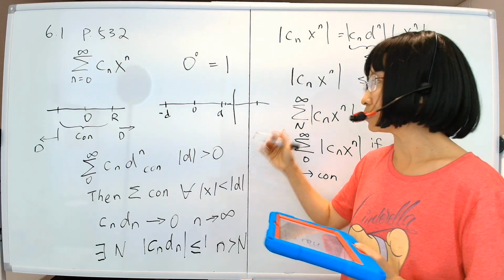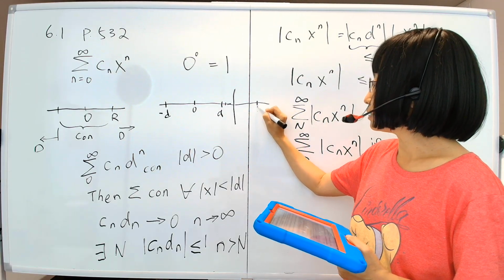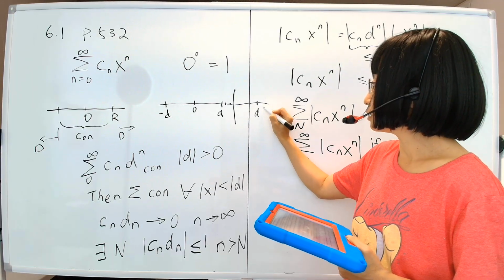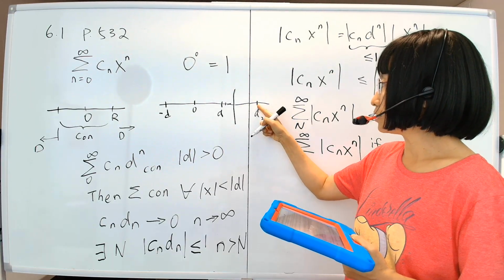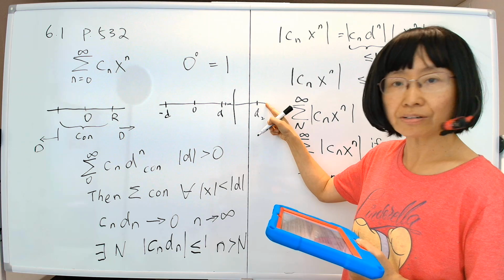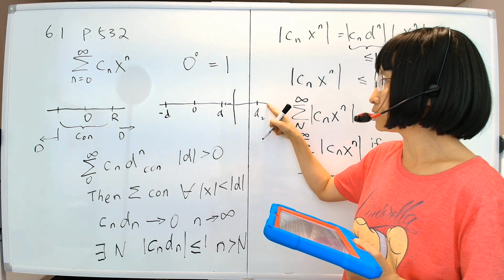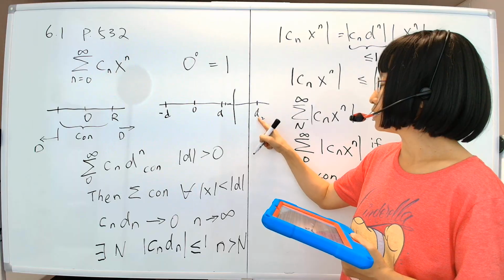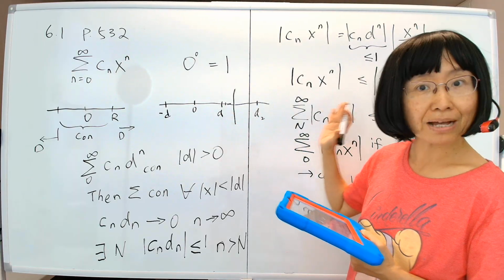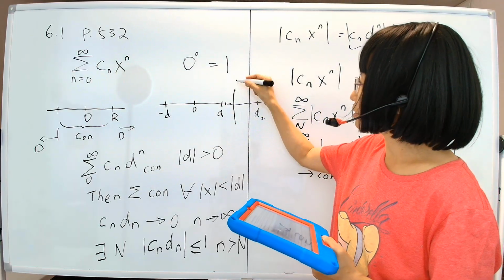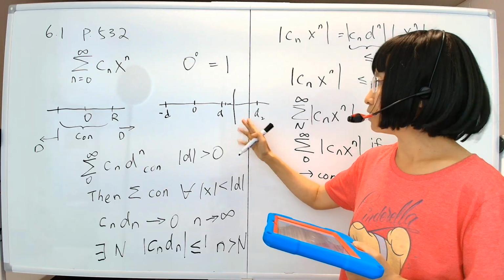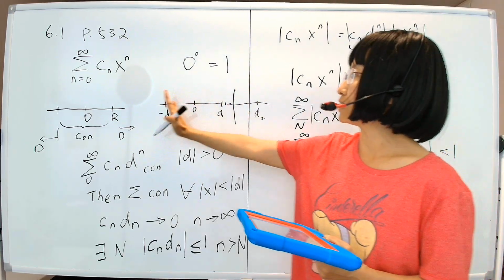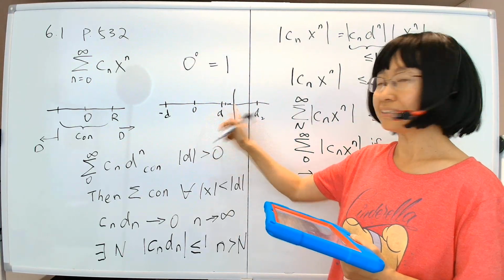That's the contrapositive. Let's say there's another point here, say D2, which diverges. Then everything out here cannot converge, because if something here converges, everything inside converges. Remember that, within the absolute value. So once you have a divergent point, everything past it has to diverge. So you can find the least upper bound, which divides everything into two parts, convergent and divergent.